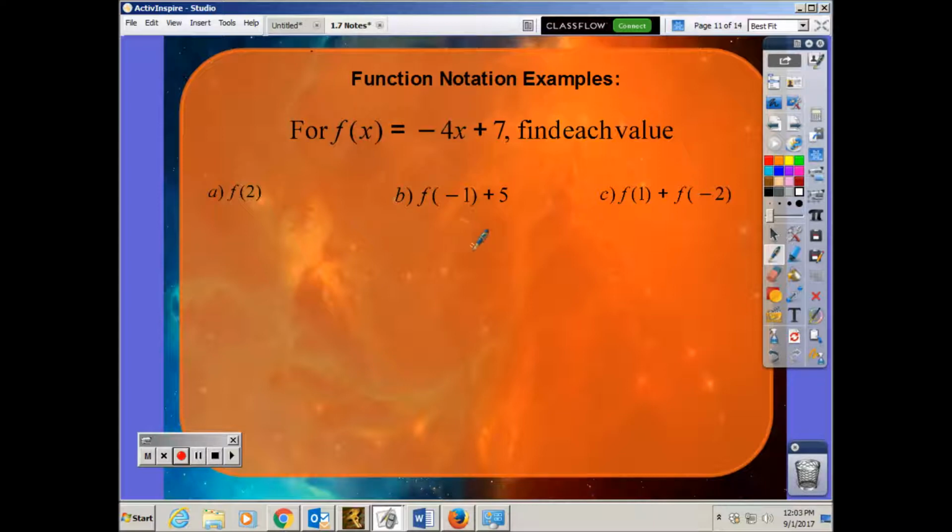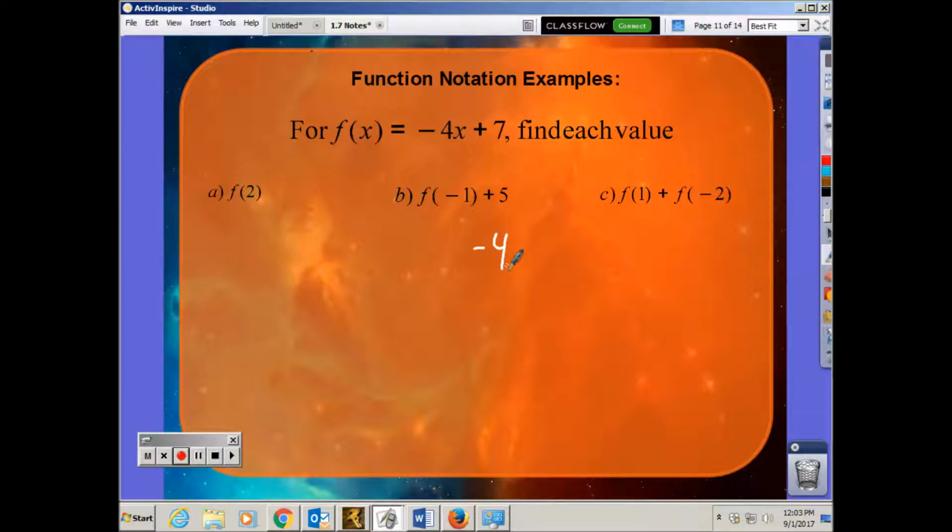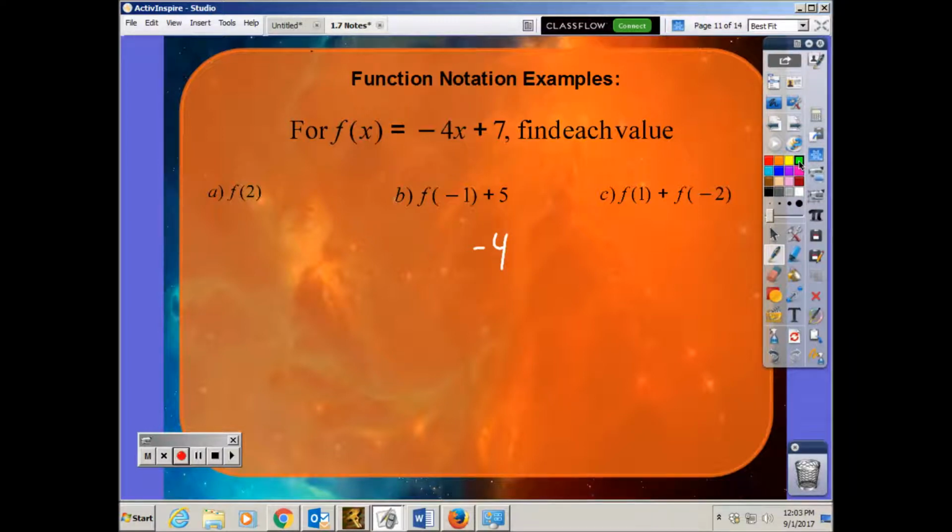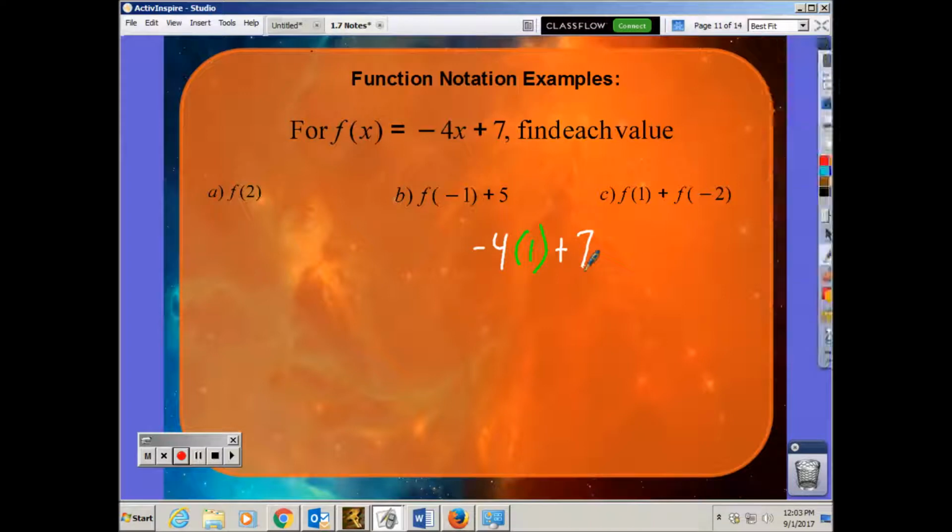Okay? So I'm first going to take negative 4. I like writing in a different color for what I'm substituting because I feel like it helps you follow what I'm doing. So negative 4 times 1 is? Negative 4. And negative 4 plus 7 is? 3. Positive 3. Correct.